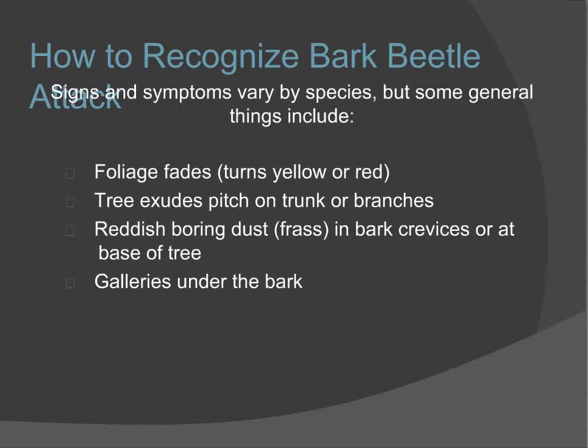So how do we recognize bark beetle attack? Signs and symptoms vary by species, but general things are the foliage fades, turns yellow or red depending upon the species of tree. Yellow mostly for spruce, red for pines. Tree exudes the pitch like I was talking about earlier. Pitch tubes, reddish boring dust, which is frass, in bark crevices around the base of the tree, and then galleries under the bark.